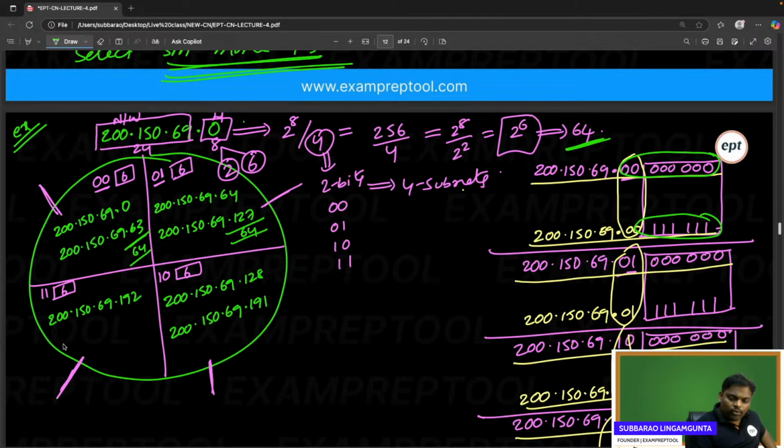What about this last one? Last one, 200.150.69. What is the answer? I think it is going to be 255.